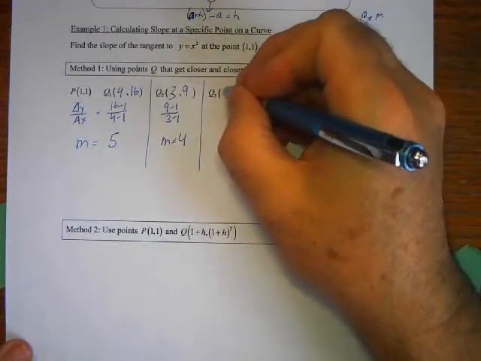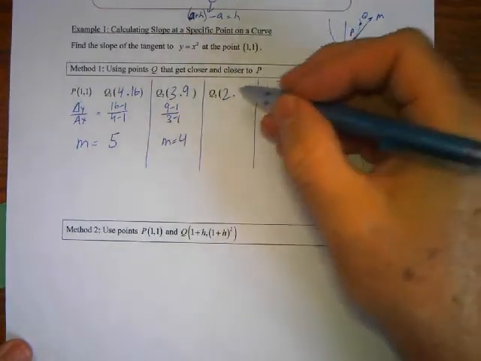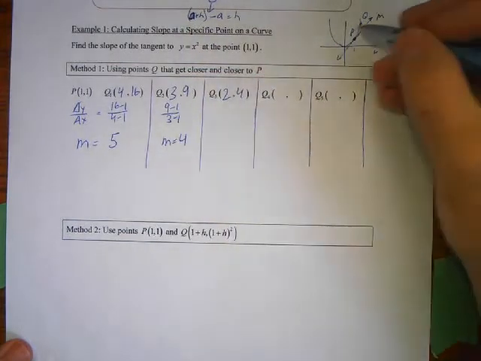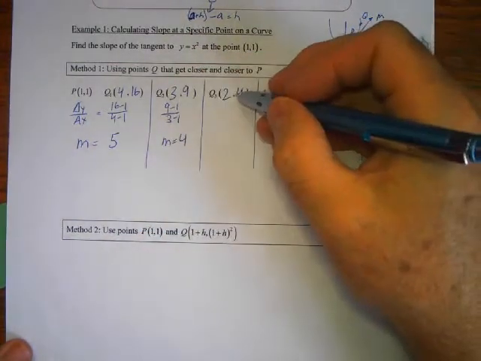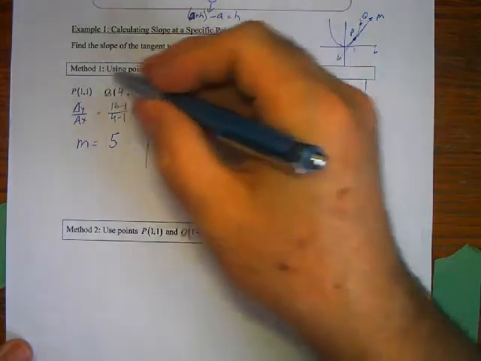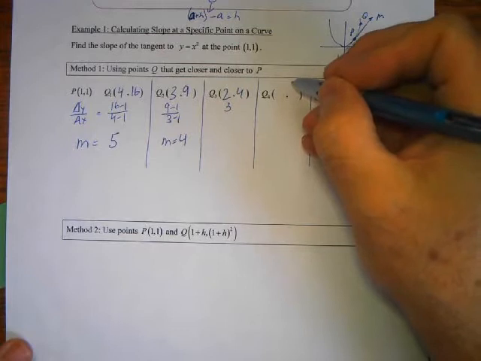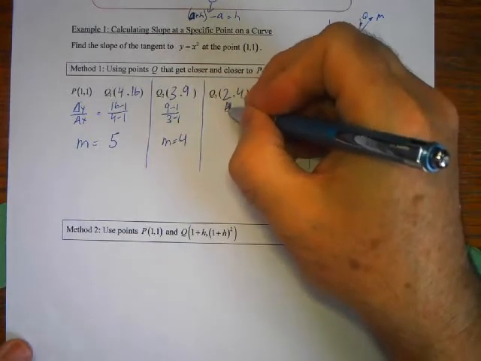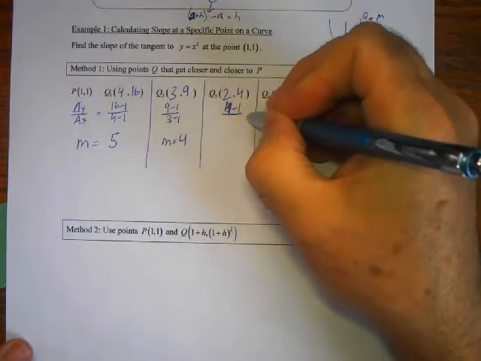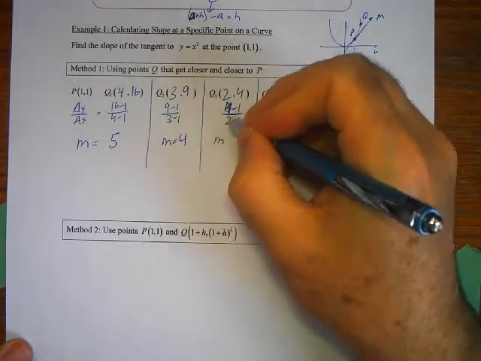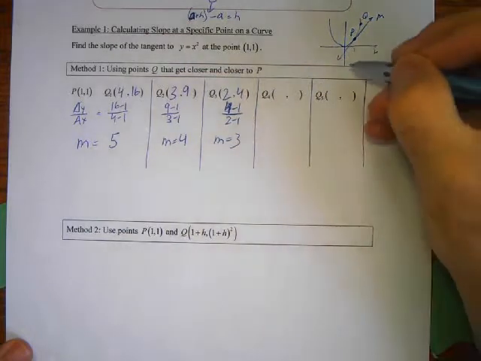Let's try Q being 2. The x value for Q3 is 2, and 2 squared is 4, so that's the point Q3. If I do my delta y over delta x here, it's 4 minus 1 over 2 minus 1. So this time it's 3 over 1, which is 3. You can see my slope is gradually decreasing.